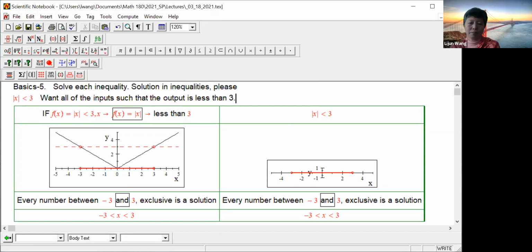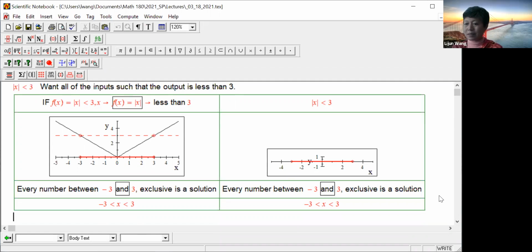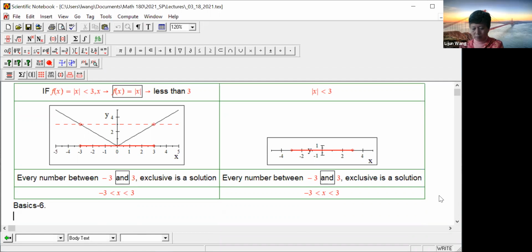Okay, so there are a lot of questions in basic 5, right? I'm not going to stop here. I'm going to take the first question in basic 6. We're going to do a comparative study. Does everybody follow me? So let's look at basic 6, number 1.